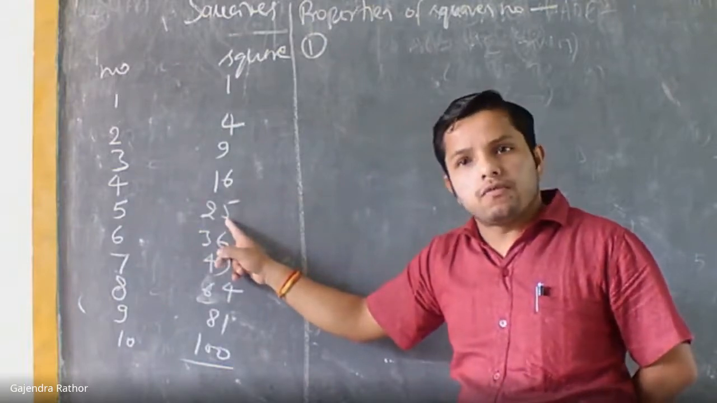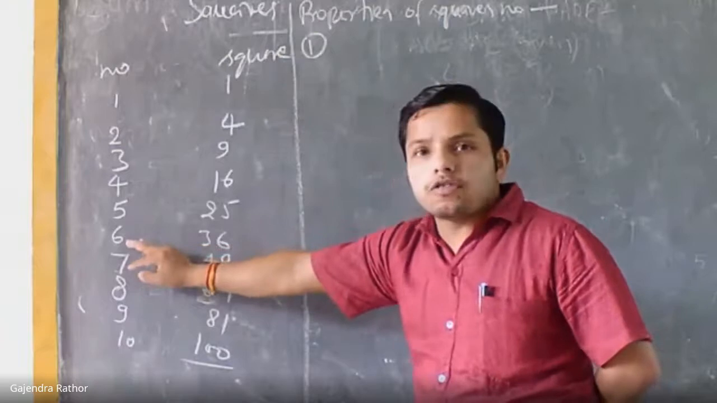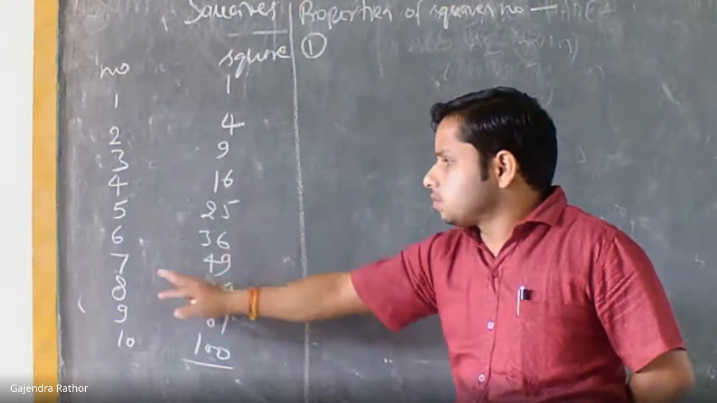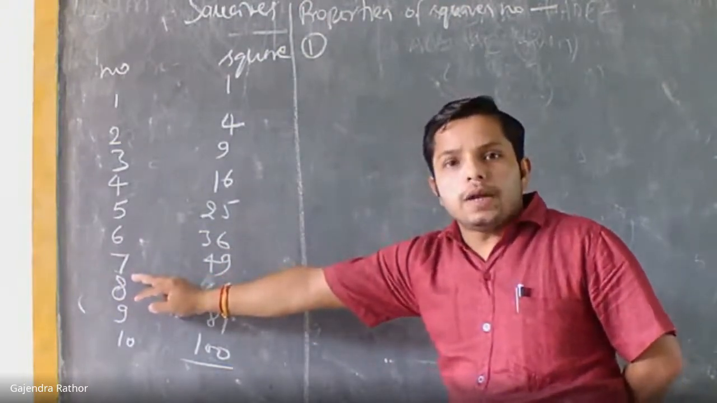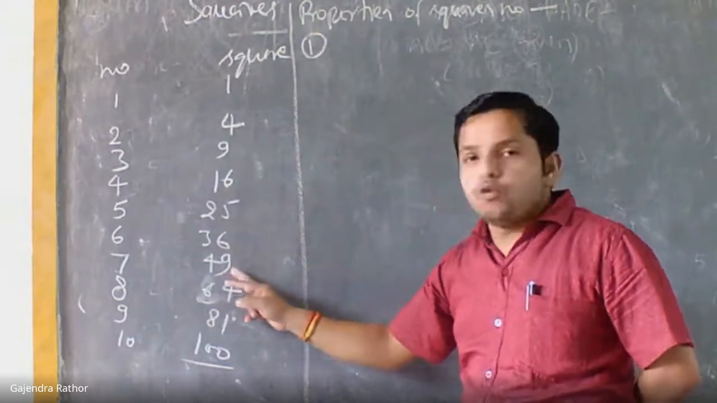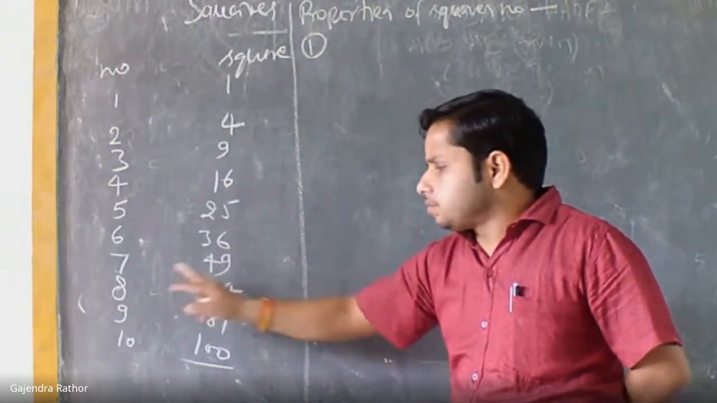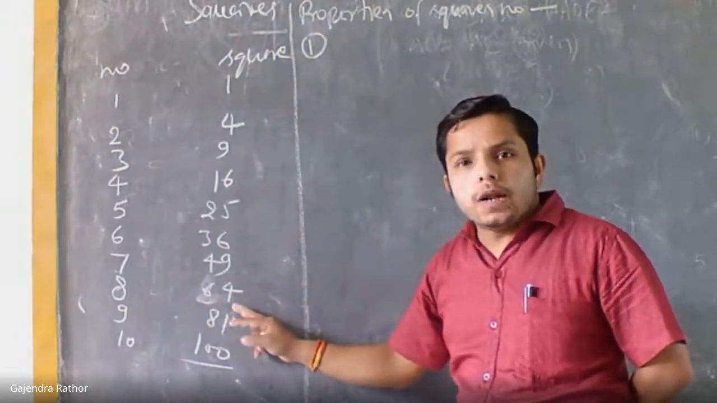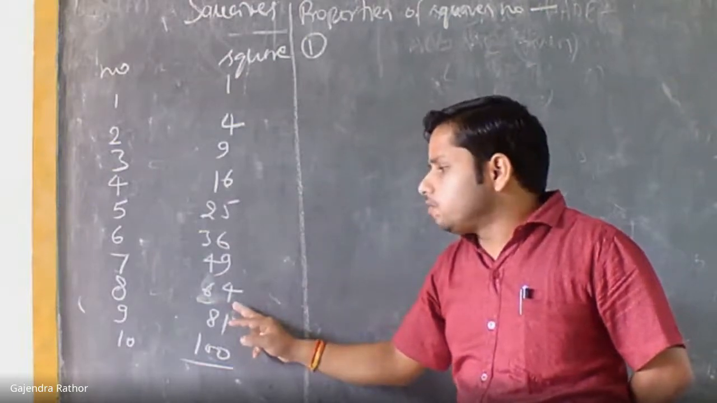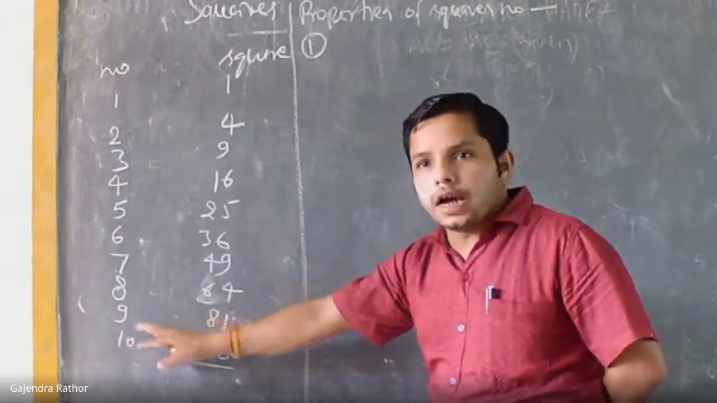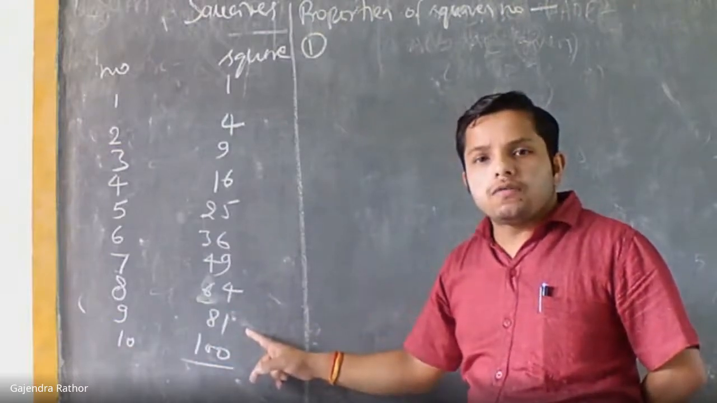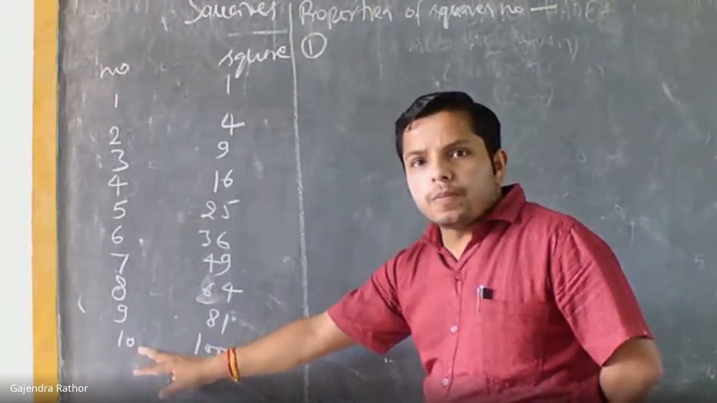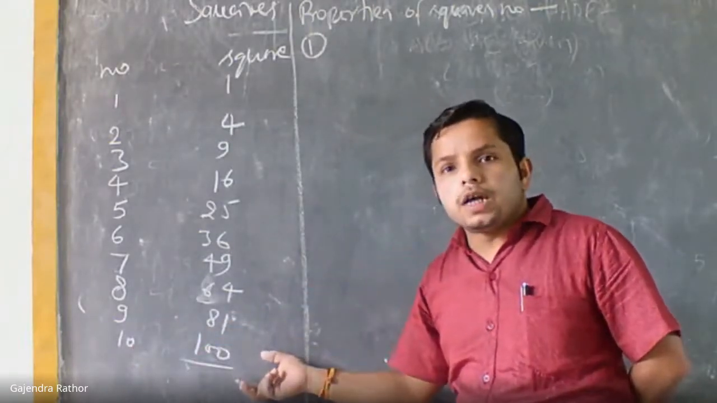Next, if the unit place of a number is 5, then the unit place of its square will be the same, 5. If the unit place of a number is 6, then the unit place of its square will be 6. Next, if the unit place of a number is 7, then the unit place of its square will be 9. Next, if the unit place of a number is 8, then the unit place of its square will be 4. The next is, if the unit place is 9, then the unit place of the square of that number will be 1. The next, if 0 is the unit place, then the unit place of the square will definitely be 0.